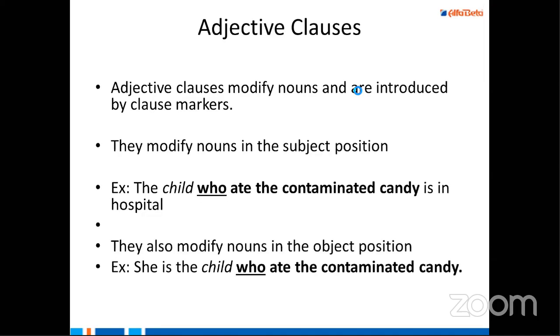Now, look at a few examples of adjective clauses. All the stuff in the bold is the adjective clause. Now, what you can see is there is one independent clause, and this is the independent clause. The child is in hospital.